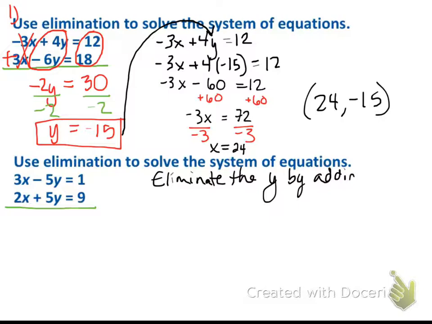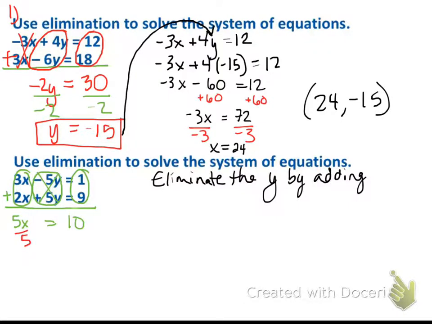You guys know when I take those long pauses, I want you to actually think about what you want to do, right? That's why I pause, for you to have a chance to think about what to do. All right, so we are going to do addition here. We've got 3x plus 2x, which is 5x. Negative 5y plus 5y disappears. And 1 plus 9, 10.